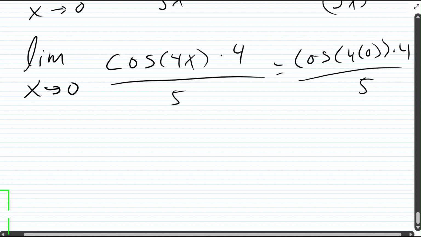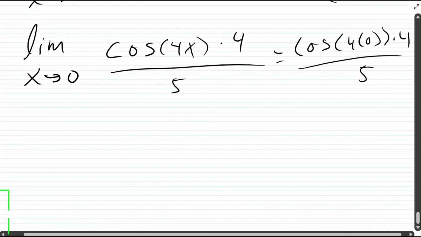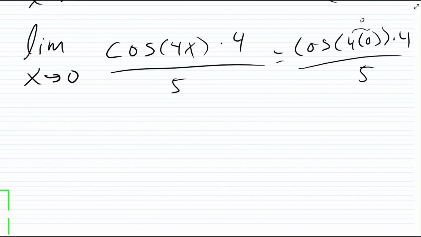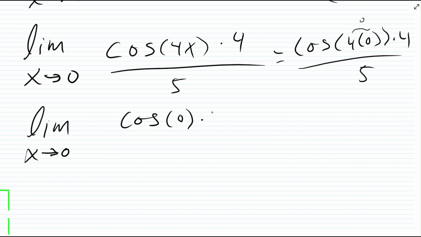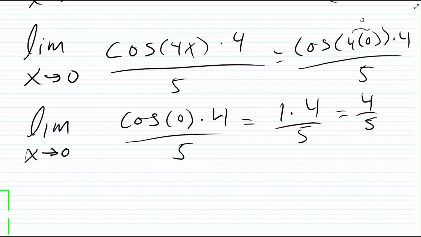So cos 0. Cos 0 is 1. So 1 times 4 is 4. So we'll have the limit as x approaches 0 of cosine of 0 times 4 over 5, which is 1 times 4 over 5, equal to 4 over 5. So that is the limit for that.